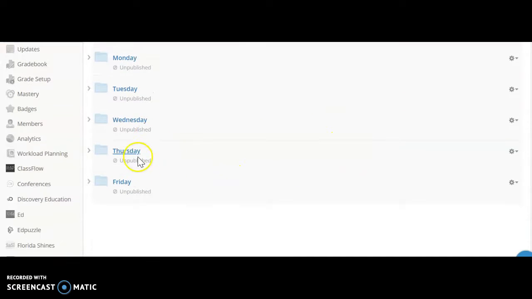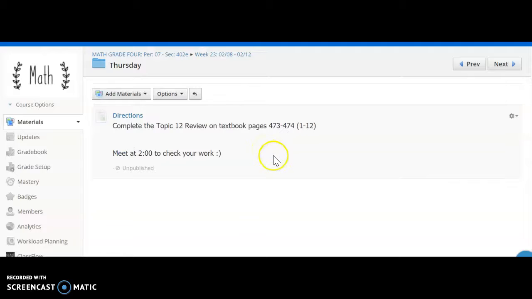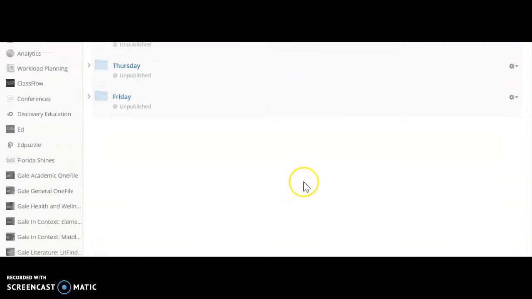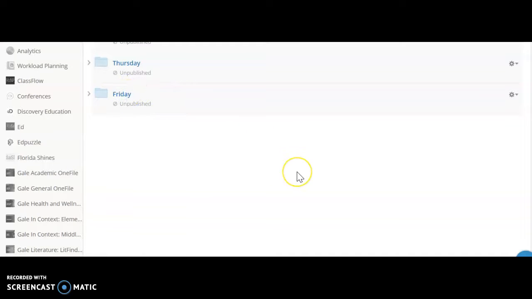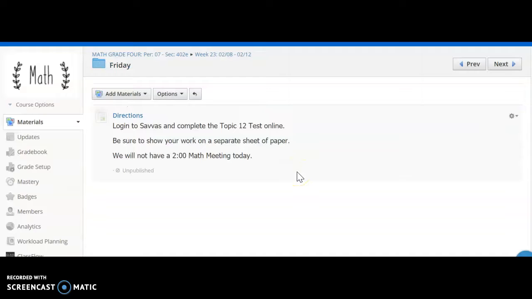Then on Thursday and Friday, we're kind of wrapping up topic 12. You're going to complete the review. There are 12 problems on pages 473 and 474. In our meeting, we will go over those problems so that you can check your work. And on Friday, you're going to log into Savvas and complete the topic 12 test online.